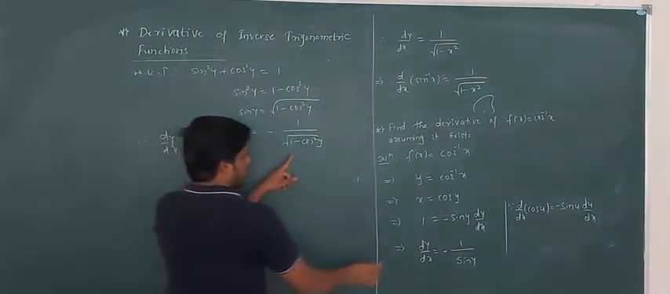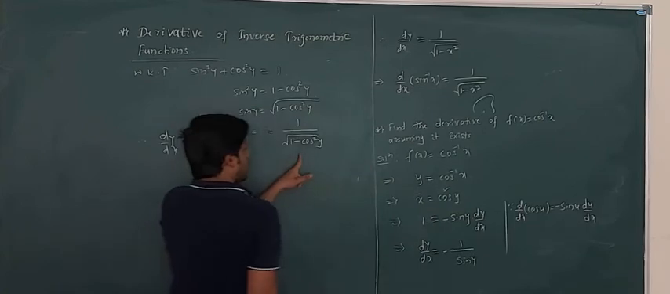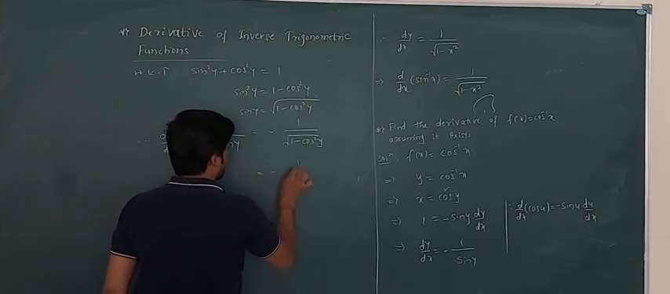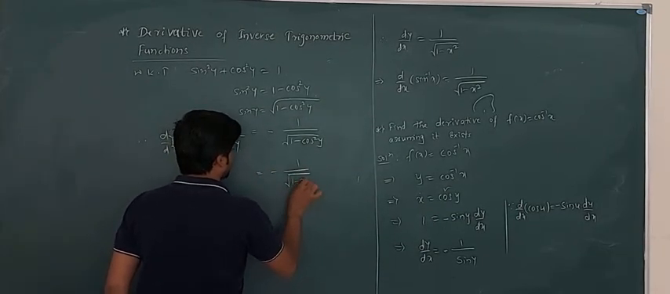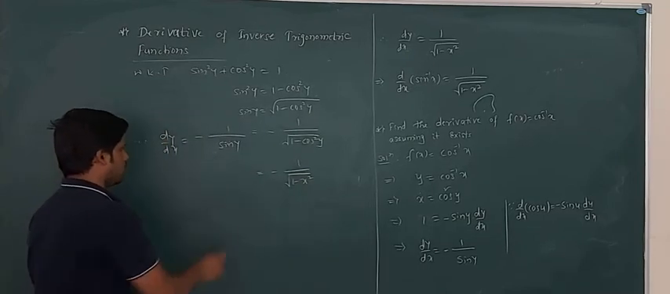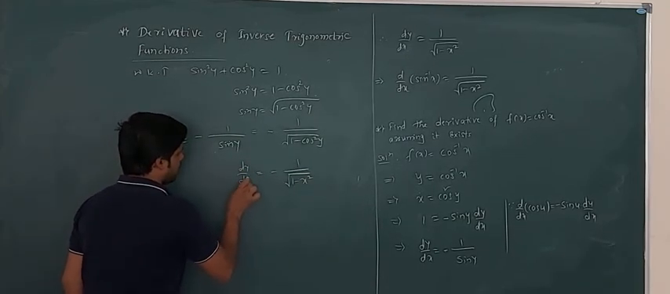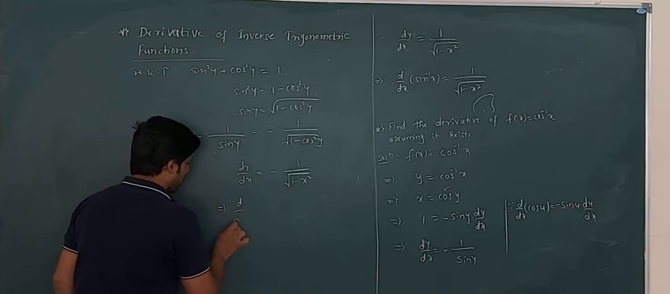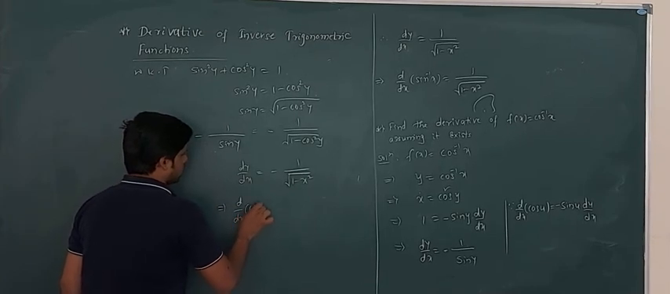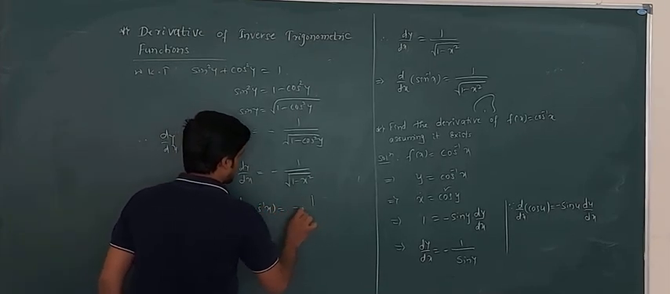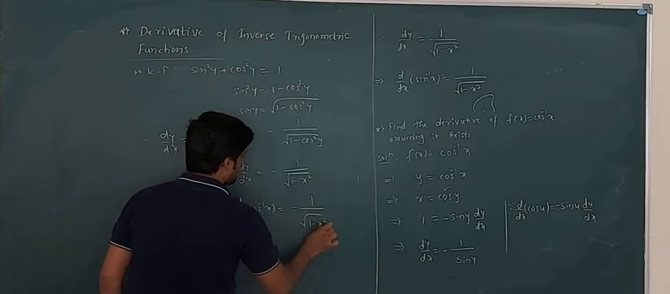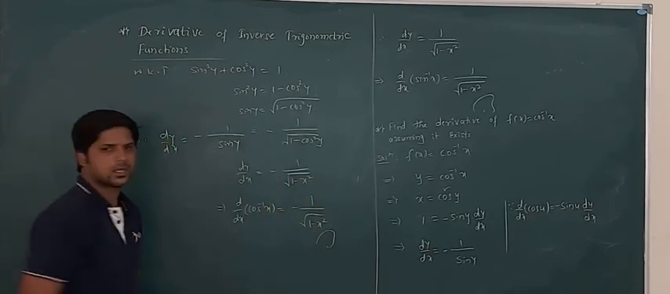So what is cos y? Here cos y equal to x, so therefore this becomes minus 1 upon square root of 1 minus x square. This is our dy by dx, or d by dx of cos inverse x is equal to minus 1 upon square root of 1 minus x square, which is our required solution. Note it down.